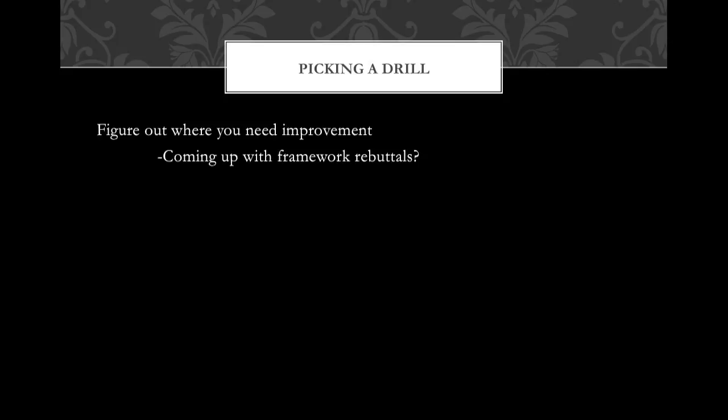So, how do you go about picking a drill? Well, the first thing that you need to do is figure out where it is that you need improvement. What areas are you struggling in? Are you having a tough time coming up with responses to framework on the spot? Maybe you're having a tough time coming up with cross-ex questions or speaking clearly, having organized speeches, selecting issues and rebuttals. Whatever the case is, there is some sort of drill that can be created if it doesn't already exist that can address that specific area and isolate that skill.